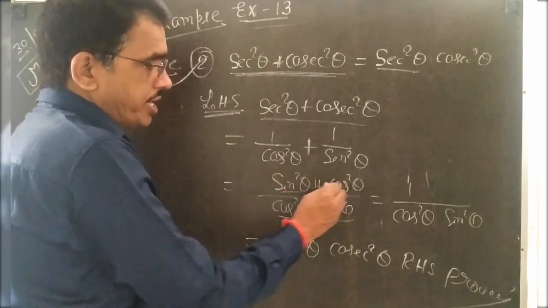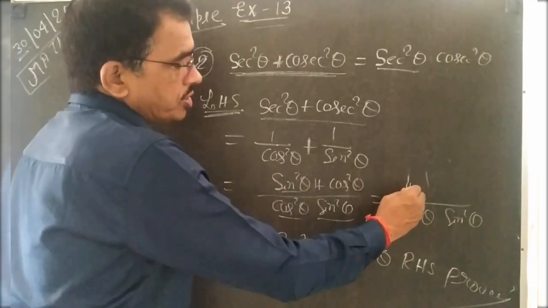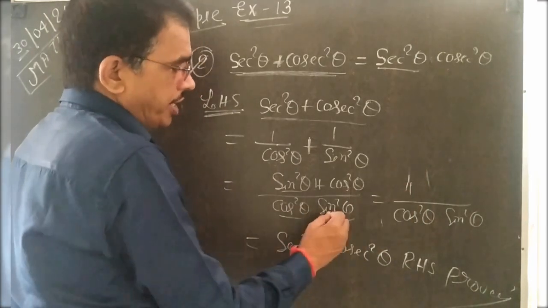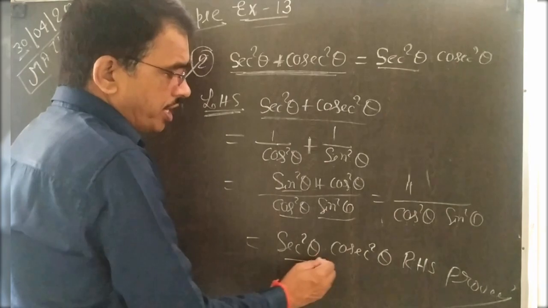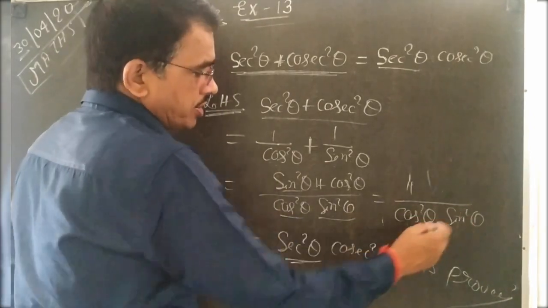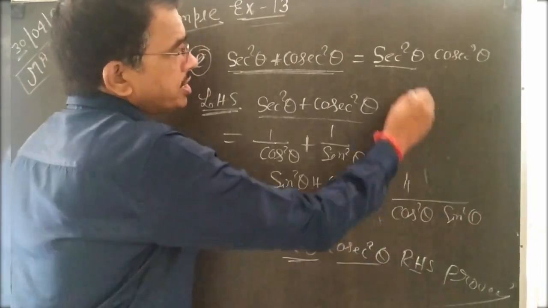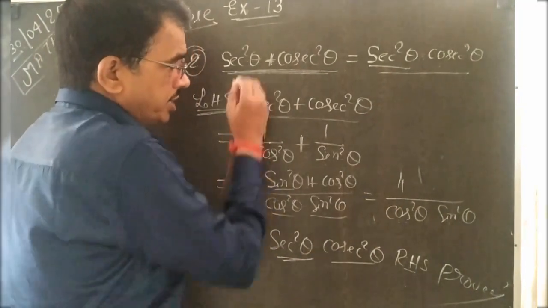And by the first identity, sin square plus cos square is 1. Then it is 1 over cos square into sin square. And what is the reciprocal? 1 by cos square, that is sec square. And what is 1 by sin square? That is cosec square. And this is RHS. So LHS is equal to RHS.